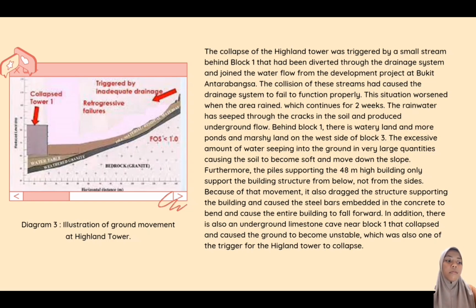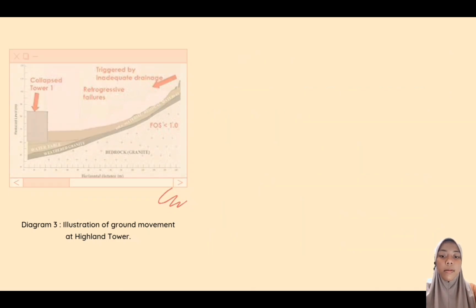embedded in the concrete to bend and cause the entire building to fall forward. In addition, there is also an underground limestone cave near Block 1 that collapsed and caused the ground to become unstable, which was also one of the triggers for the Highland Tower to collapse.